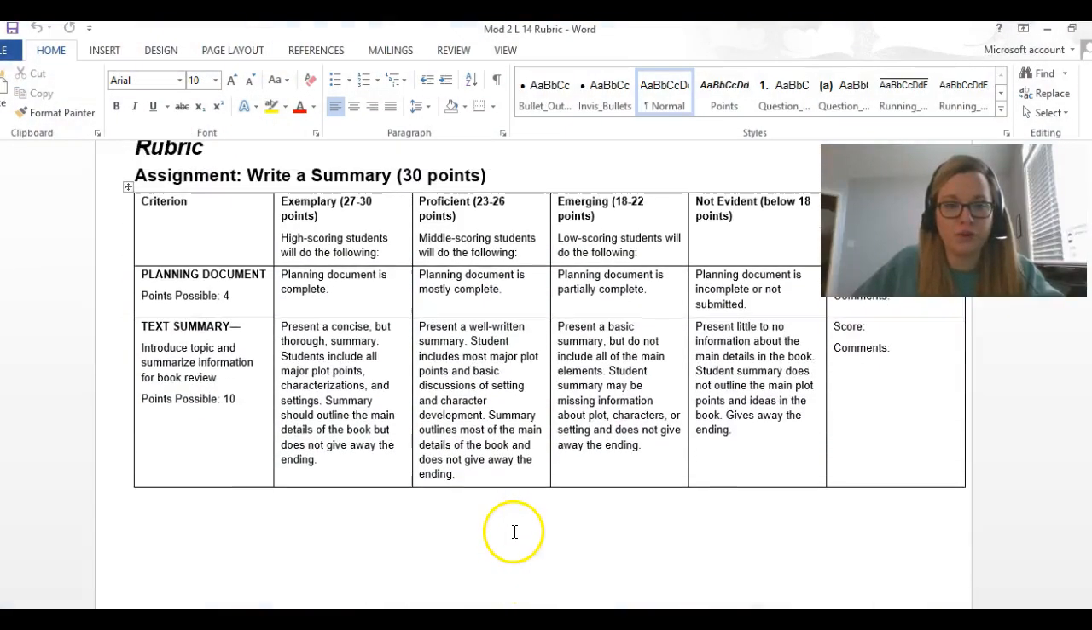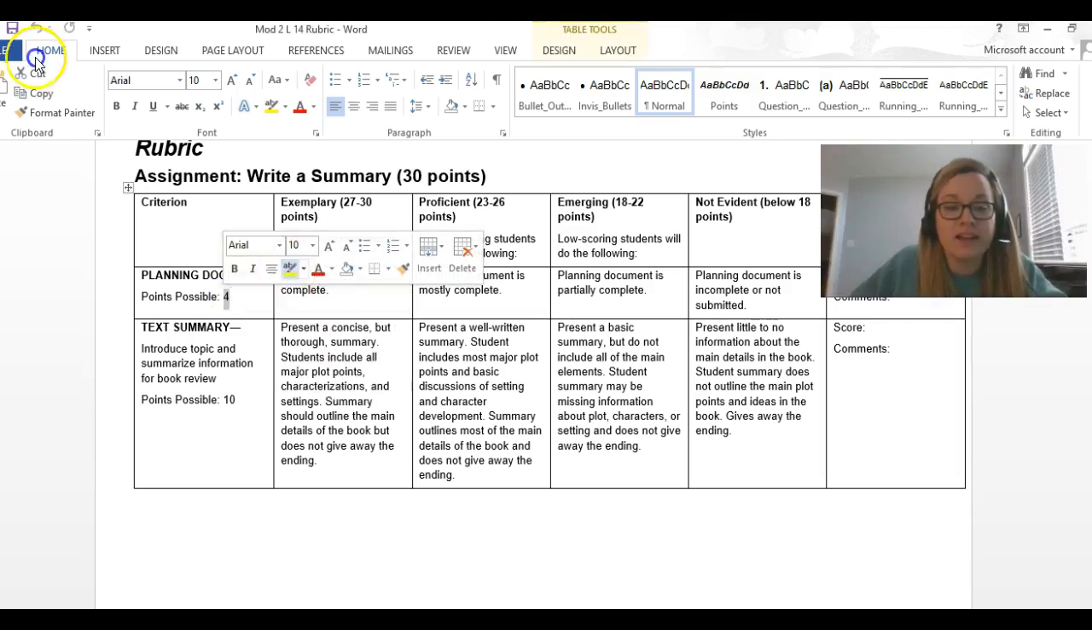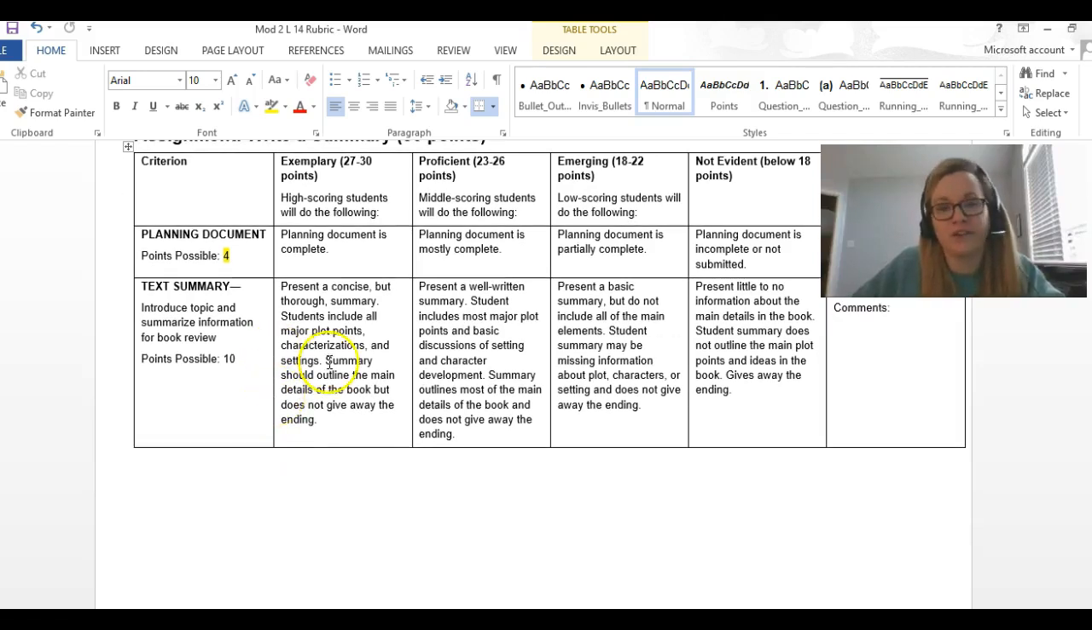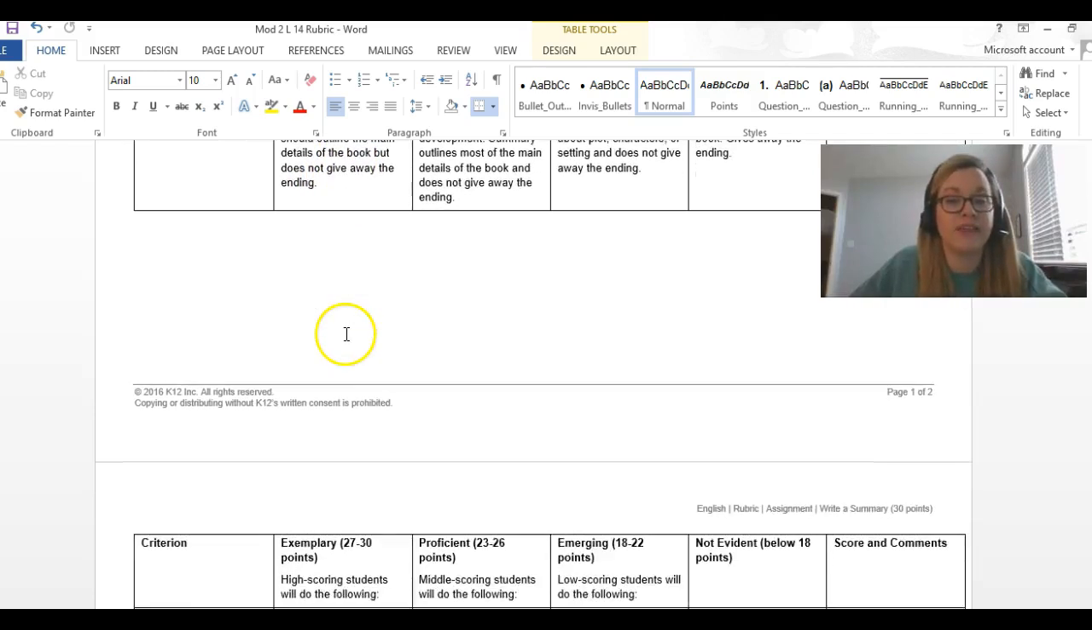All right, rubric. Let's see, make sure your planning document's turned in, because look right here. The planning document is worth 4 points, okay? So if you don't turn it in, there's no way for you to get 100, okay? Text summary. So you want to have major plot points, like the characters, the setting, yeah, outline the book, but don't really give away the ending, okay?